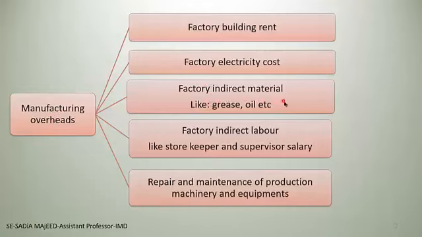Then we have indirect material. We have already discussed direct material, which becomes part of your product. Indirect material is that material which is needed to run the manufacturing process but will not become part of the final product, for example grease, oil, etc. We need these indirect materials to run the manufacturing process smoothly, but they will not become part of our final product. Then we have another type of manufacturing overheads, which is indirect labor.